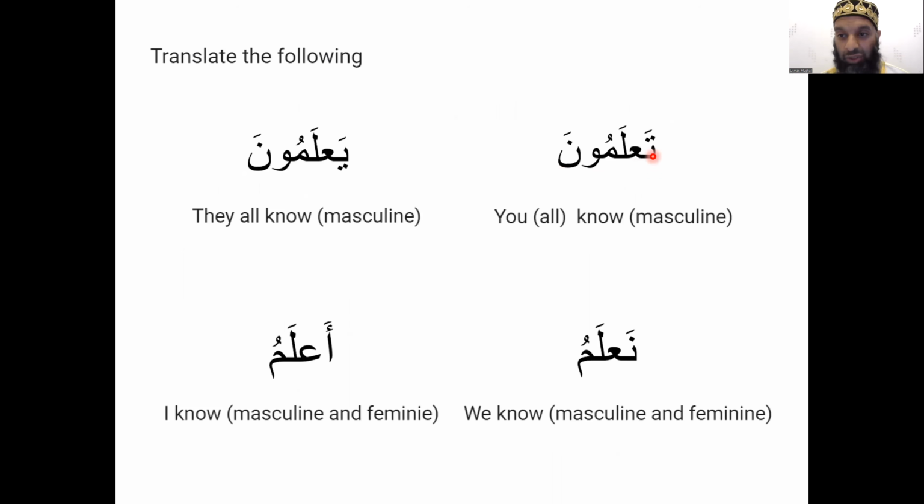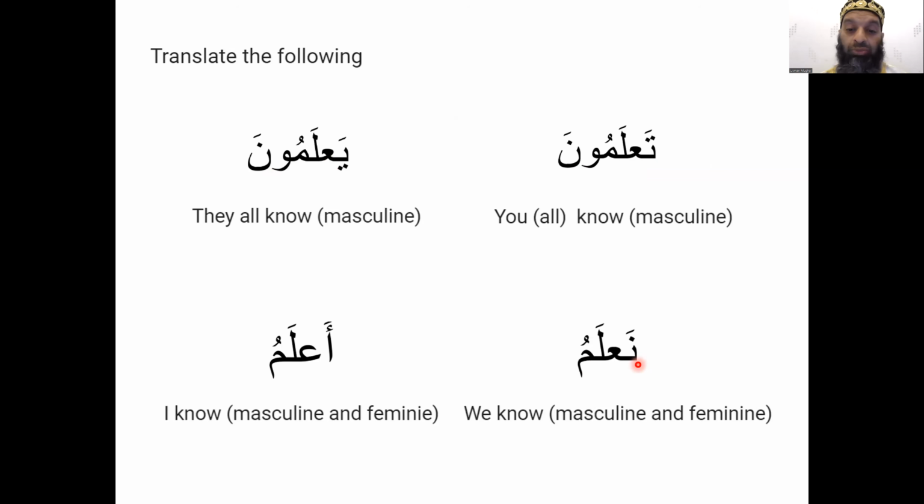So the ta signifies you. The una signifies all. And now you need to know what the root word is. Alima, to know. So you all know. With this one, the ya means he, right? But because it's come with the plural, the he becomes they. They all know. Okay? So ta'lamuna, you all know. Ya'lamuna, they all know.